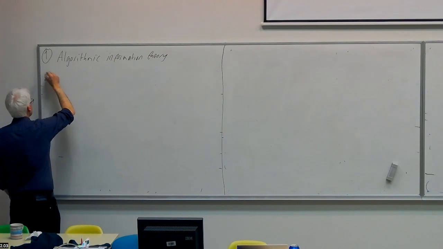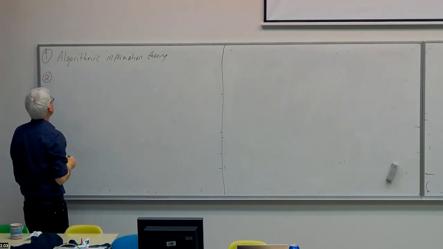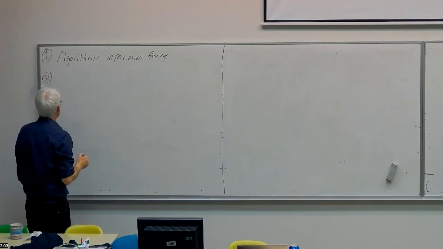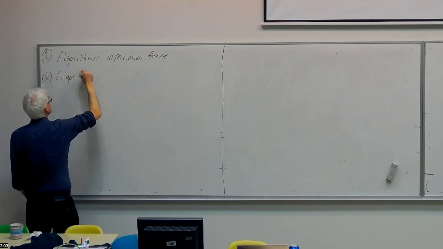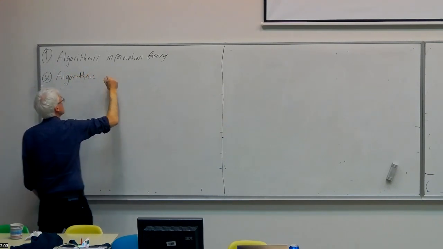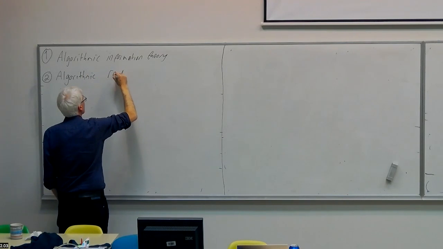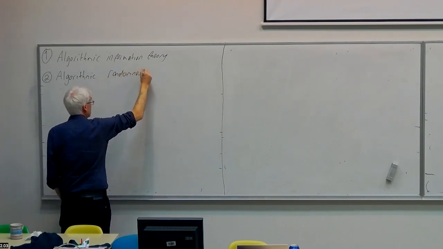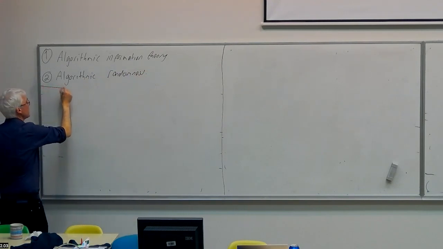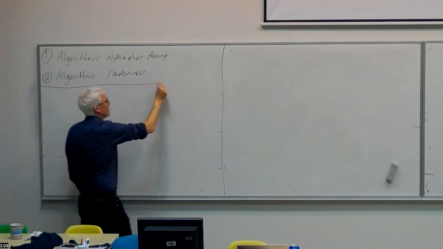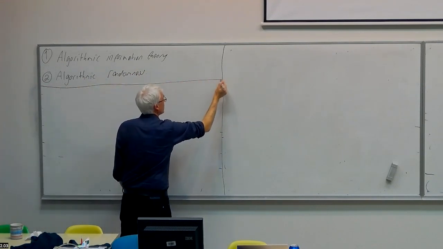And the second topic I want to talk about now is called algorithmic randomness. People sometimes call it computable randomness. And this is using computability theory to make sense of the notion of randomness.